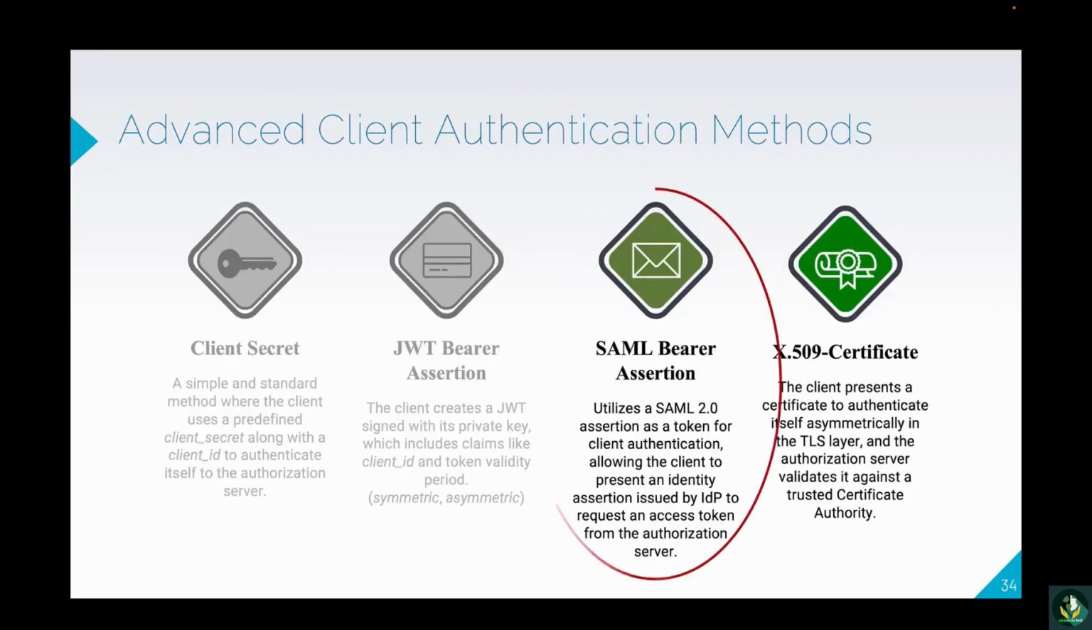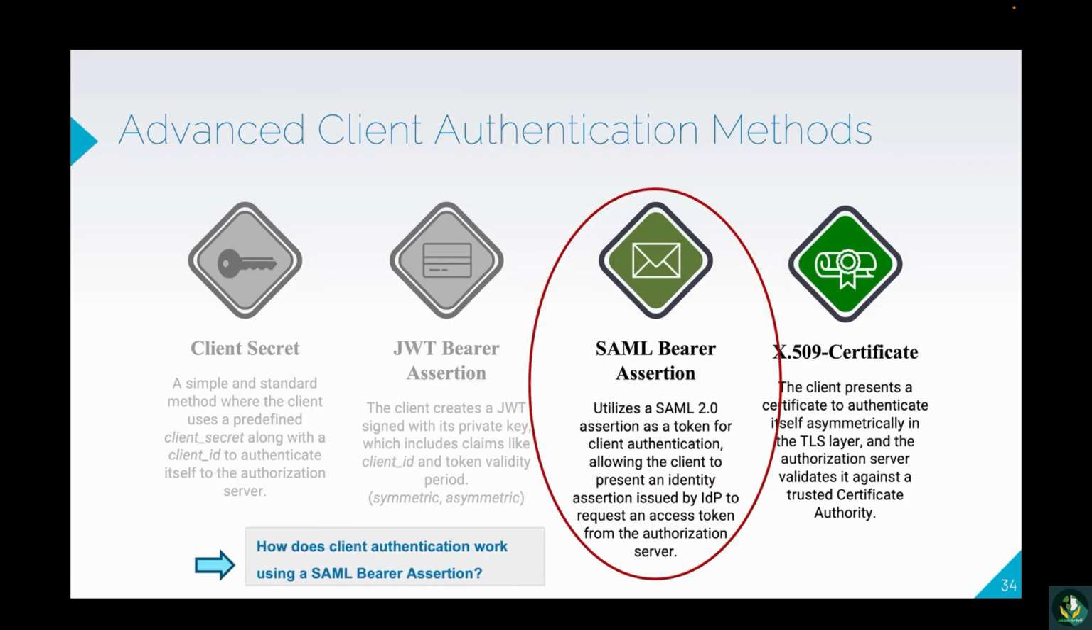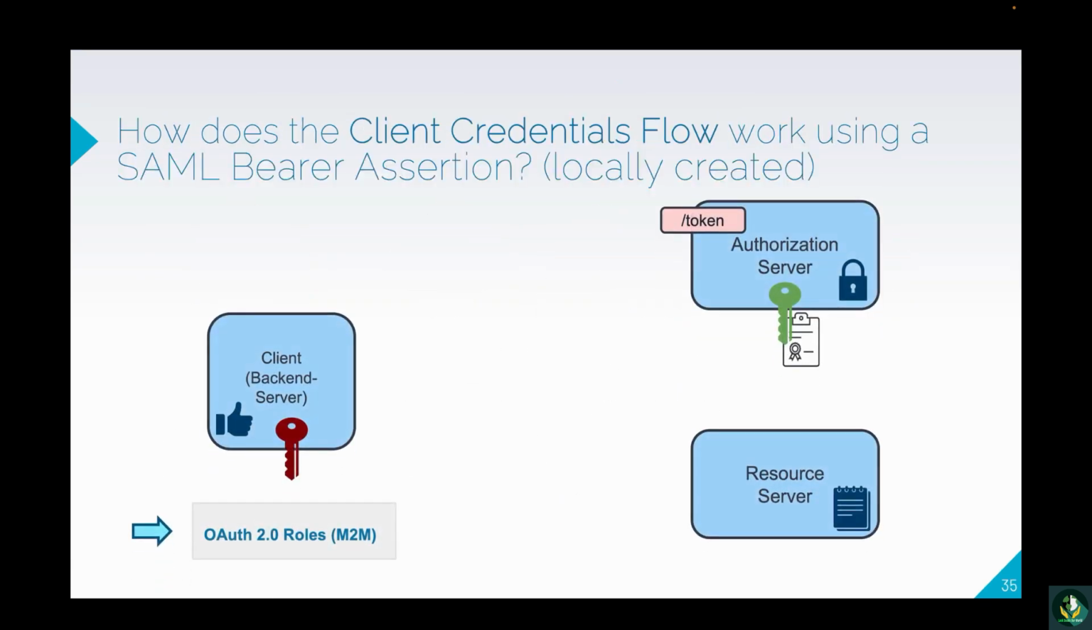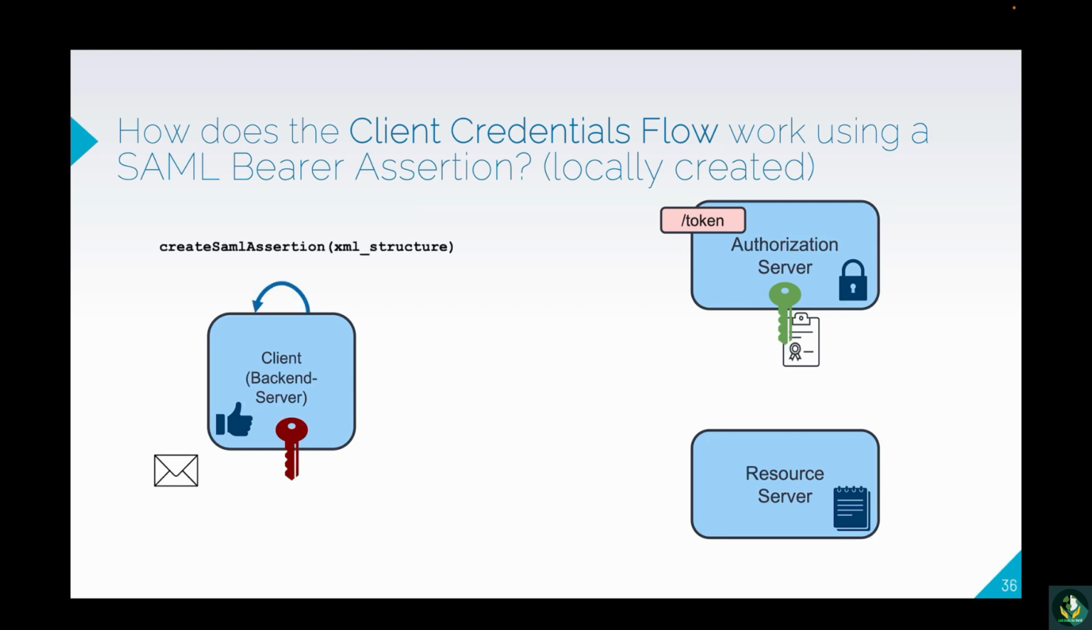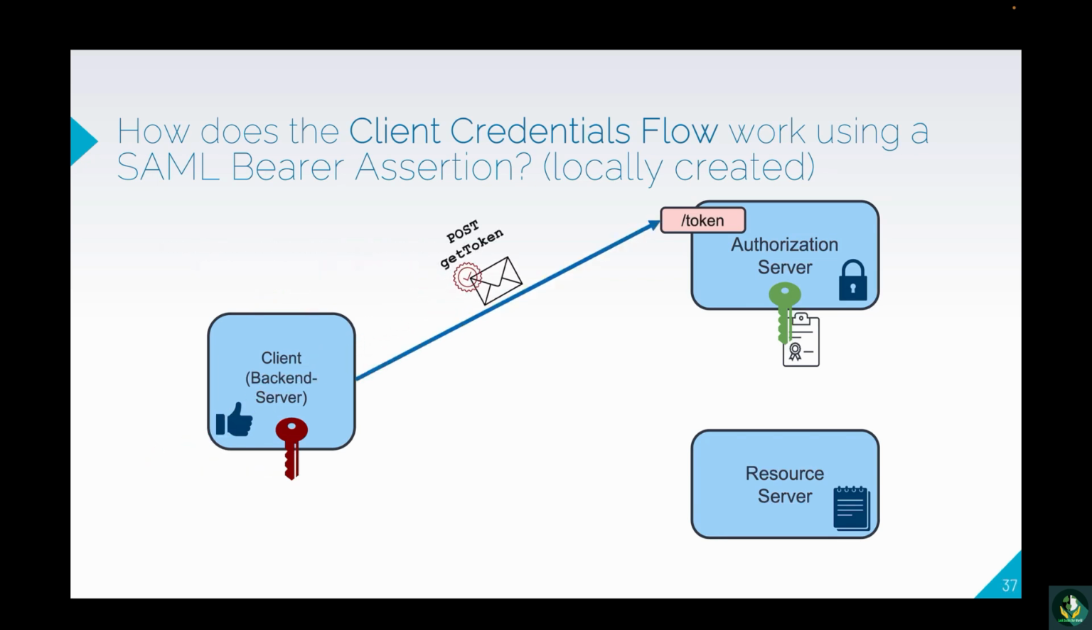Now let's take a look at how client authentication using a SAML bearer assertion works. As always, we start with the OAuth 2 roles. In this lesson, I will not go into the detail of SAML or the creation and verification of SAML assertions to keep the focus on OAuth 2. In general terms, the client creates a SAML assertion in XML format and signs it with a secured private key. The client then sends a POST request to the token endpoint, including the signed SAML bearer assertion for authentication.